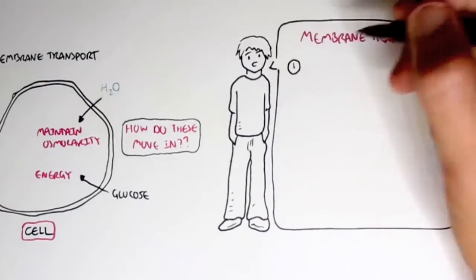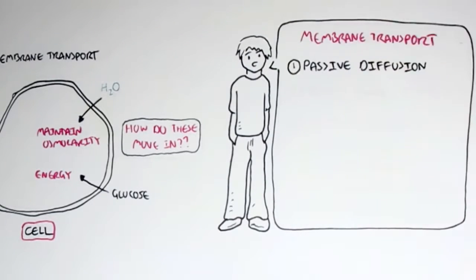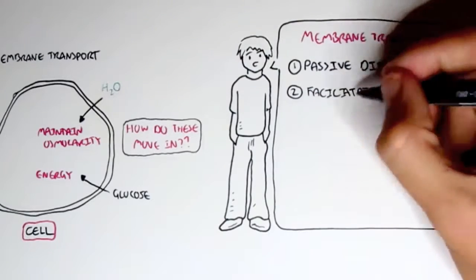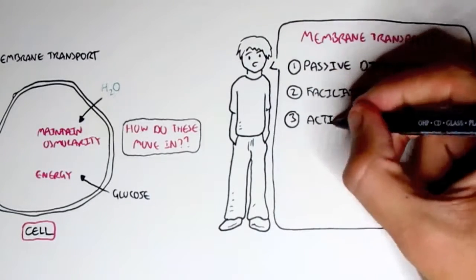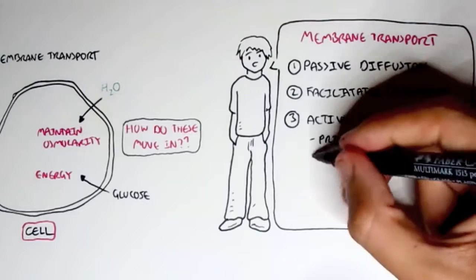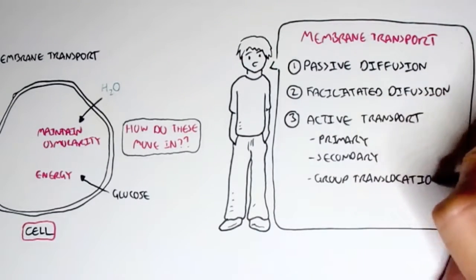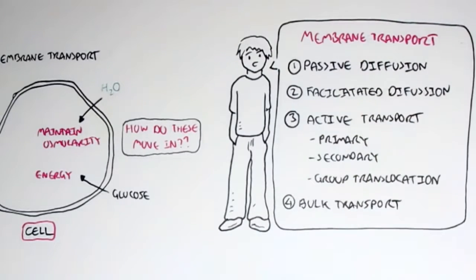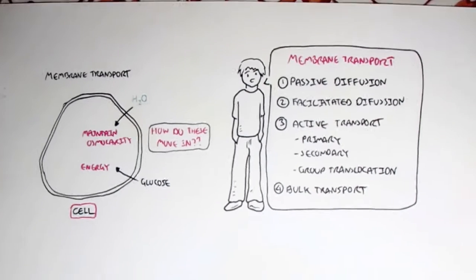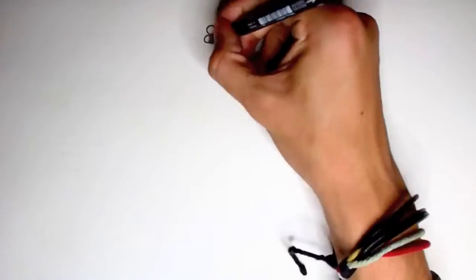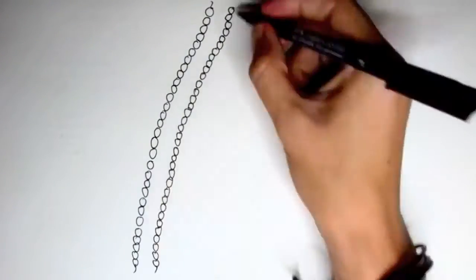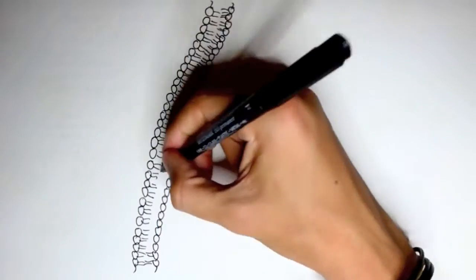And there are a few types of membrane transport. There's passive diffusion, there's facilitated diffusion, there's active transport, where we can have primary active transport, secondary active transport, and translocation. And then we have just the fourth one, bulk transport. The question is, why do we need these different types of membrane transporters? Why can't the molecules itself just pass through?